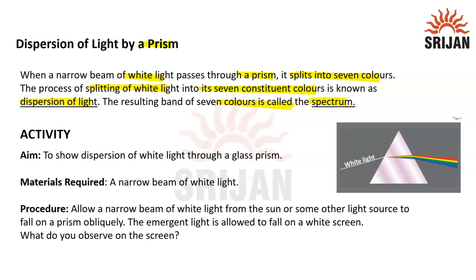So what we mean by dispersion is simply this: this is our white light, when it gets passed through a prism, here we are able to see a band of 7 colors. This process is known as dispersion of light, and the band of 7 colors is simply known as the spectrum.